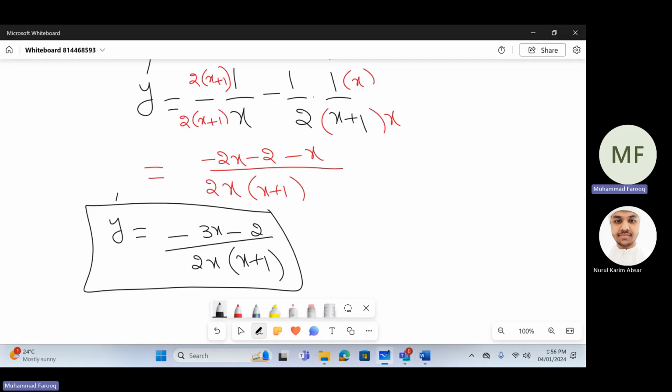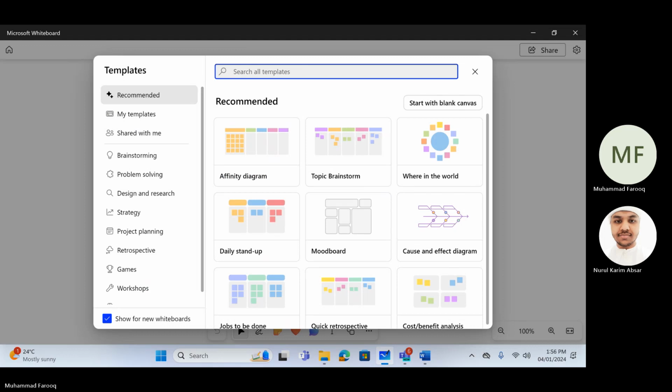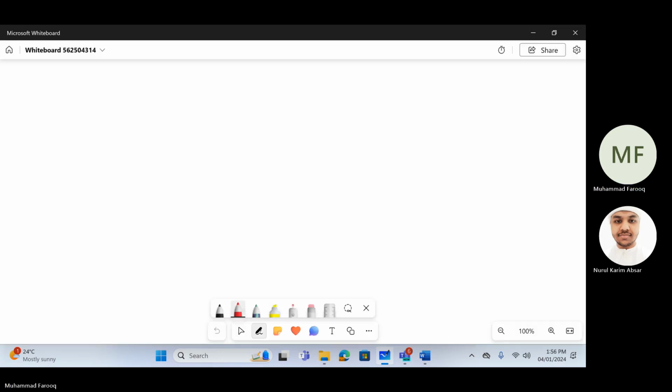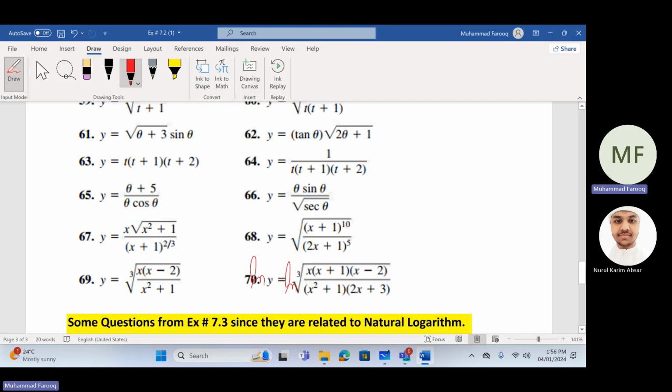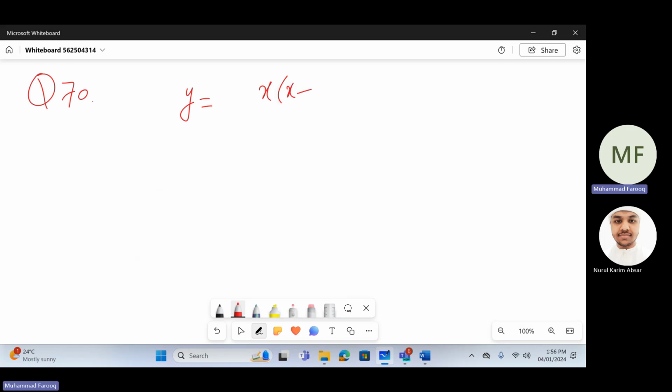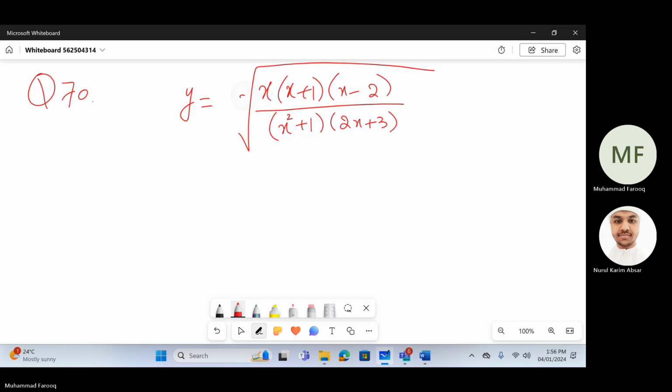So this is y is equal to x times (x plus one)(x minus two), divided by (x squared plus one) times (2x plus three), and they have a cubic root. We need to find y prime.